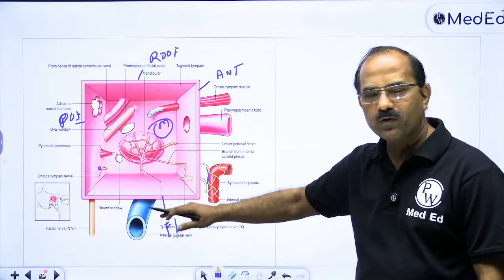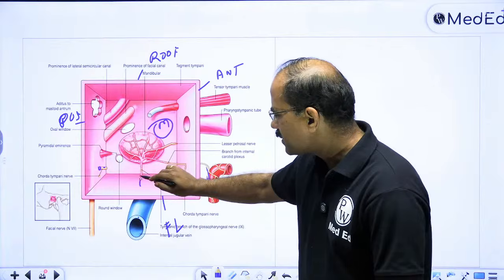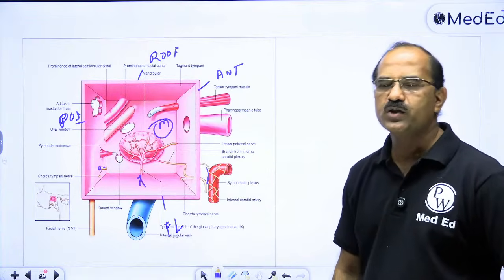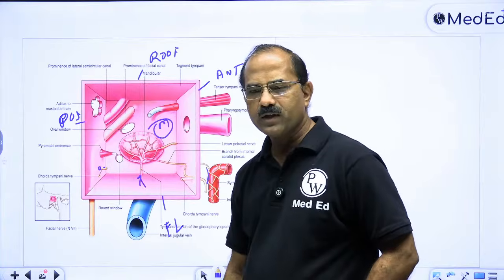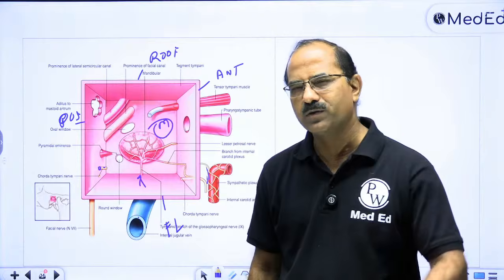फ्लोर में क्या होता है? फ्लोर में होता है internal jugular vein, and there's the tympanic branch of glossopharyngeal nerve. बस इतना ही याद रखना.